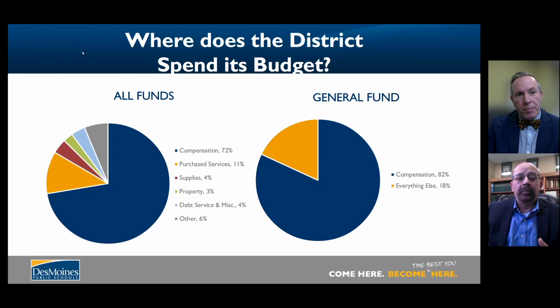So where do we spend the money that we get? The pie chart on the left shows all funds, and the pie chart on the right shows general fund. If you look at all funds, our compensation percentage is 72%, and in general fund it is 82%. And someone may question why. The reason is, if you look at the other items in all funds, whether it is purchased services, property, or debt services, a lot of them do not have a compensation cost involved. That is why that percentage is lower than in general fund, which pays the payroll bill for everyone except a handful of people who are part of other funds.